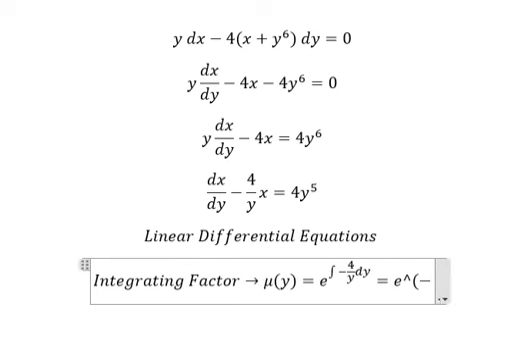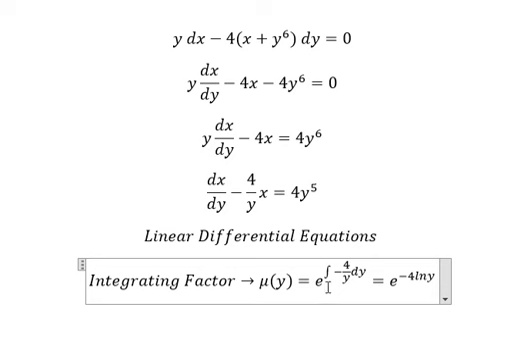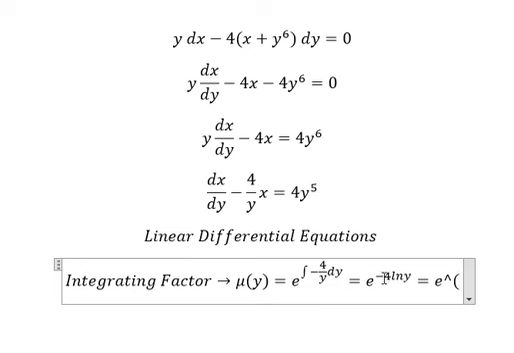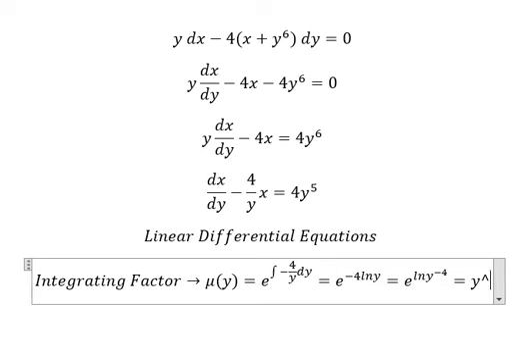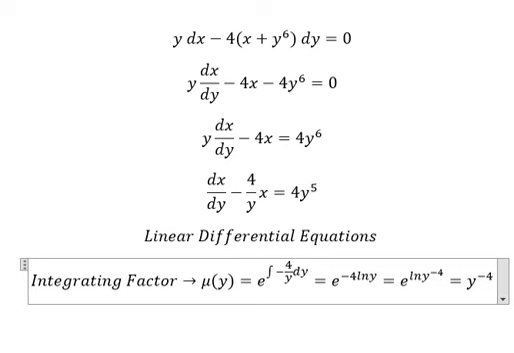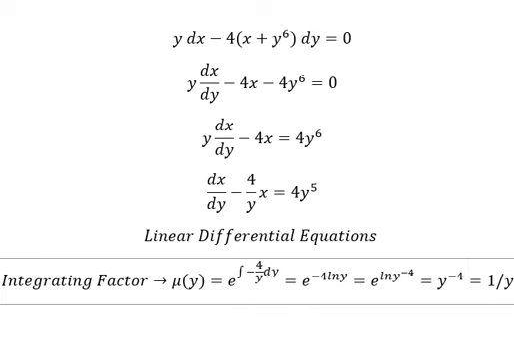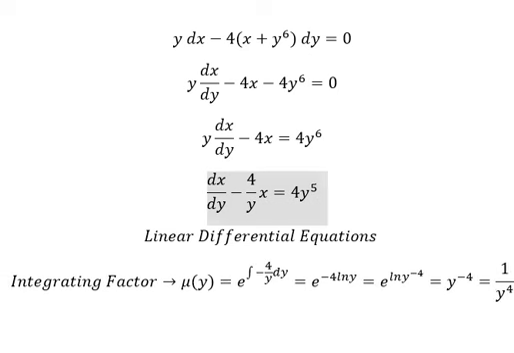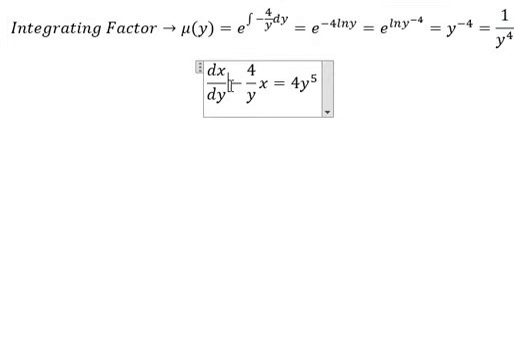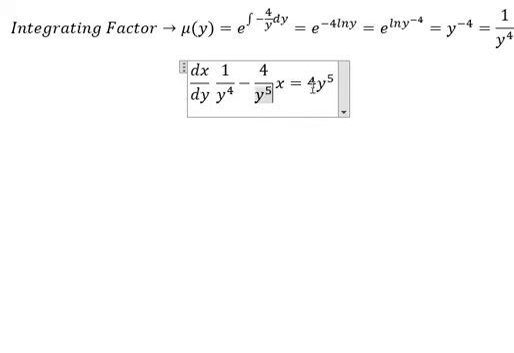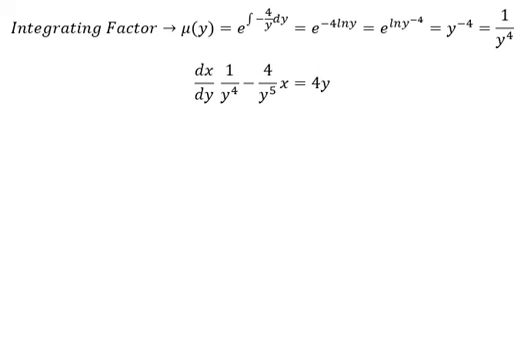So we have negative 4 after we do this integration of dy. And then I will put negative 4 inside the natural log in here. And this one we have y to the power of negative 4. And we have 1 over y to the power of 4. That means we need to multiply both sides by this one. Next, we put the integration on both sides.